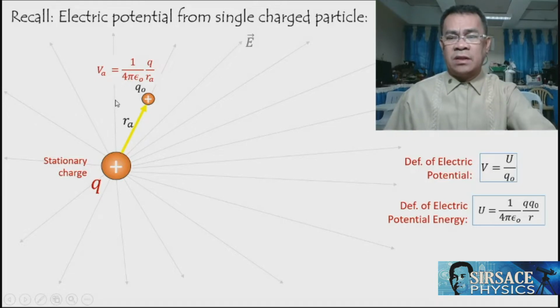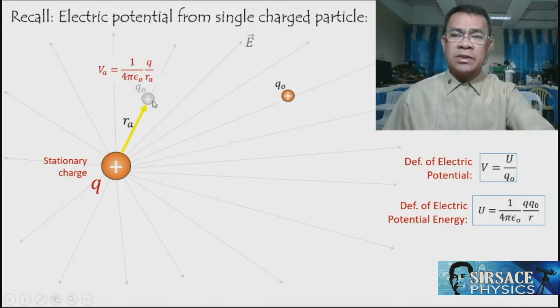Then we come up with 1 over 4 pi permittivity times Q, the stationary charge, divided by the distance. Take note that calculating the electric potential at this point does not require the moving charge. In other words, we can bring any charge here, and you will have the same electric potential. But take note, while we have the same electric potential for any charge placed at this point, the energy varies, because energy requires the moving charge. The greater the moving charge, the greater the energy required to move that particle. So this is the answer for calculating the electric potential.